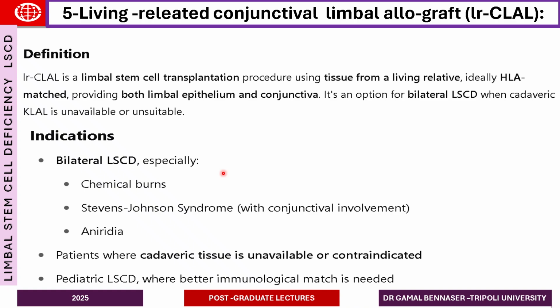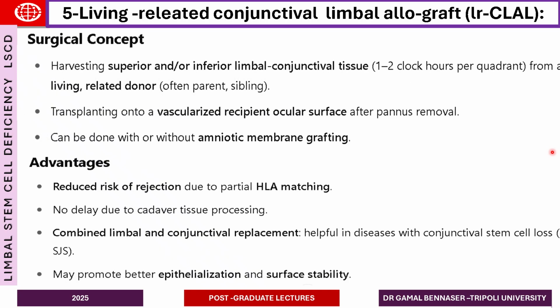And it is applicable for any cause of limbal stem cell deficiency due to chemical burn, Stevens-Johnson syndrome, aniridia, or any other immunological causes, provided that there is a contraindication or there is no cadaveric source. The surgical concept is the same: we harvest a superior and/or inferior limbal tissue containing the conjunctiva and the limbal tissue from 1 to 2 quadrants, from a closely related donor, after performing the HLA typing and other selection criteria. We will speak about them later.